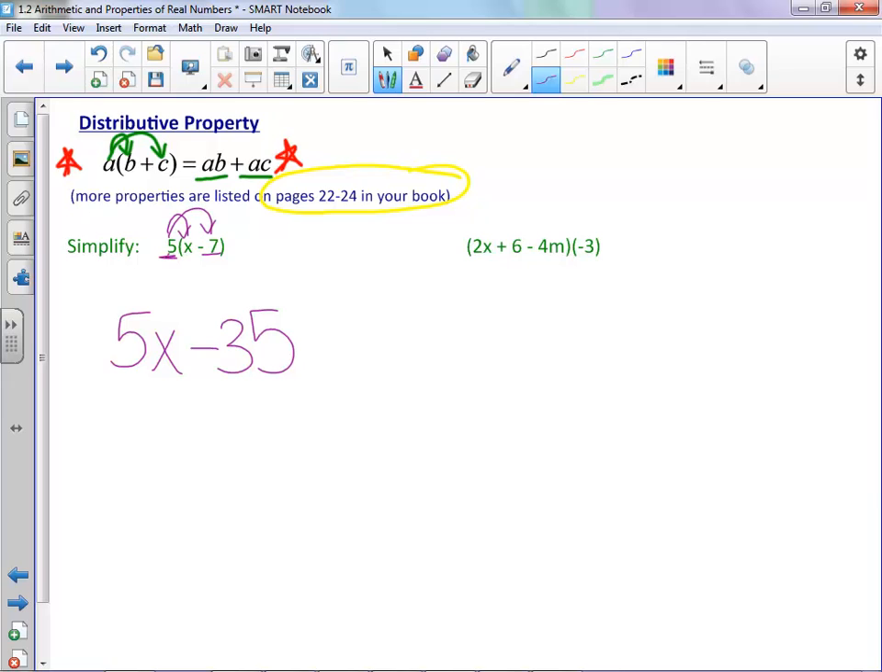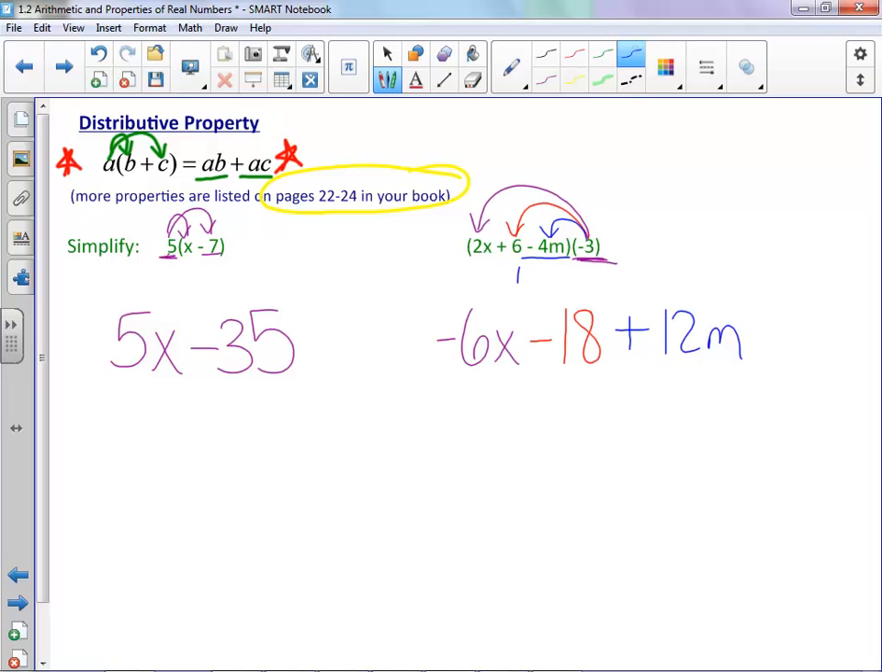On this second one, even though the negative 3 is on the right, this is still getting distributed to everything. So negative 3 times 2x is negative 6x. Negative 3 times 6 is negative 18, or minus 18. And negative 3 times negative 4m is positive 12m. Notice this negative is with that 4, so we can rewrite that as plus a negative 4m to help you see that it's a negative. So that's the distributive property.